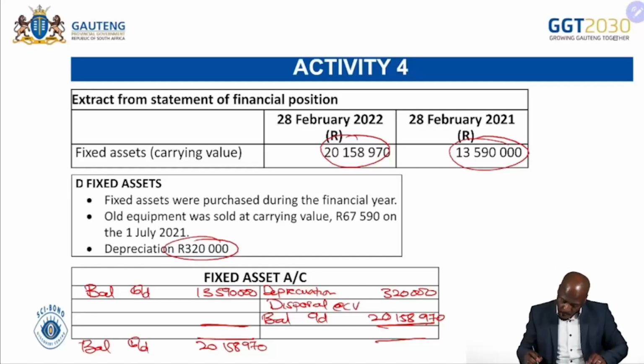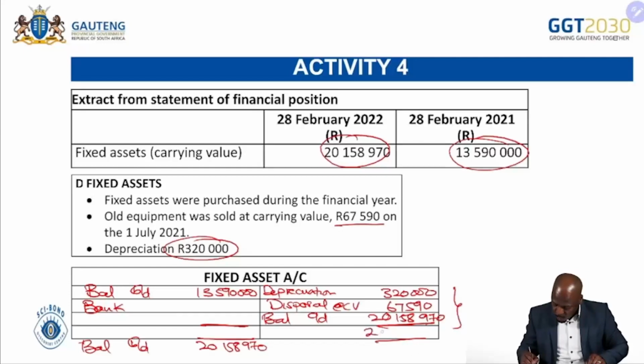All right. And all the equipment was sold at carrying value, which is 67,590. If you add all of that, you're going to find that you have an asset that was bought here. Okay, let's totalize here. How much do we get?